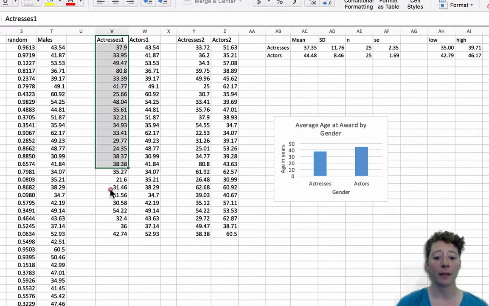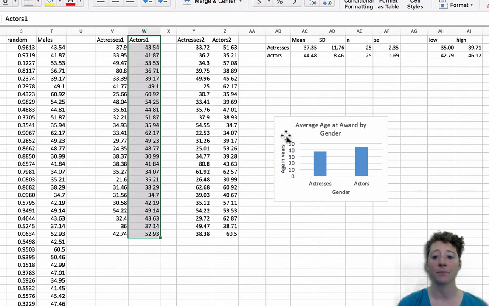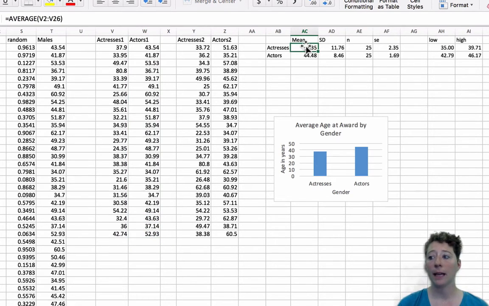We took 25 random actresses and their ages, and 25 random actors and their ages. And we can average the ages in each group to get a sample mean. And this serves as an estimate of the population mean. We see even in our small sample, the average age of female winners is lower than the average age of male winners. And this is consistent with what we saw in the population.